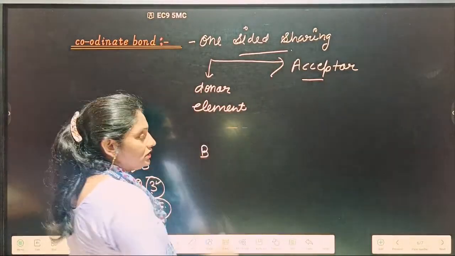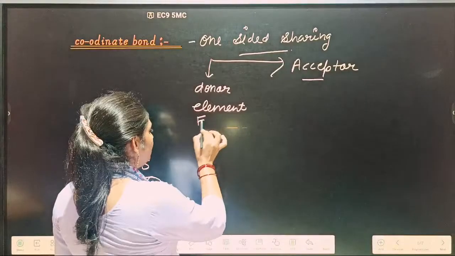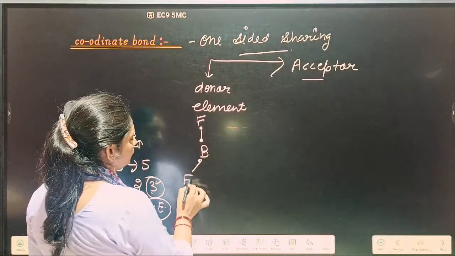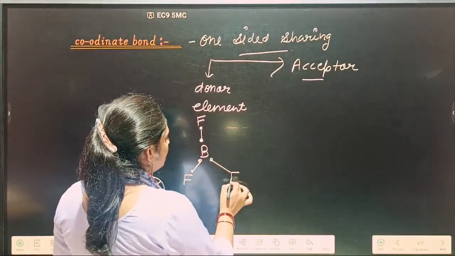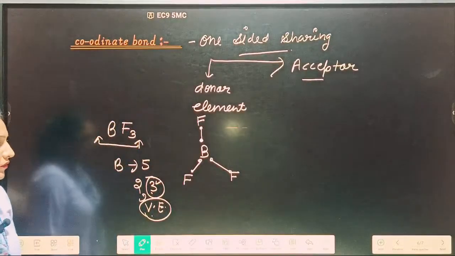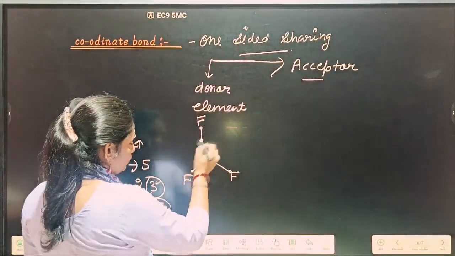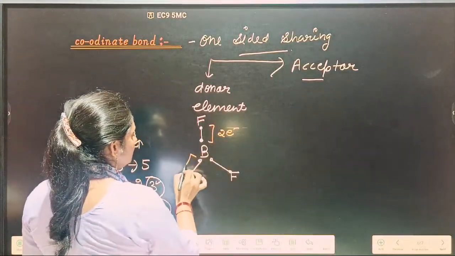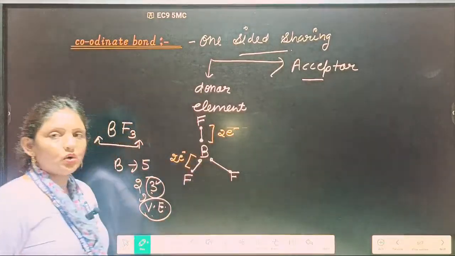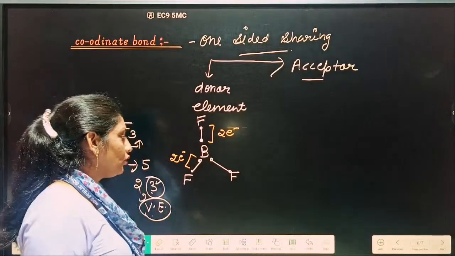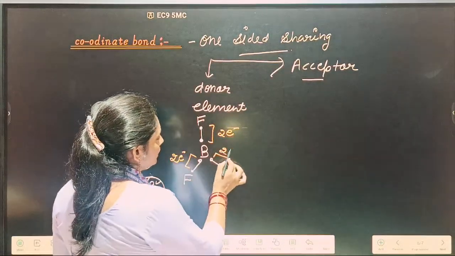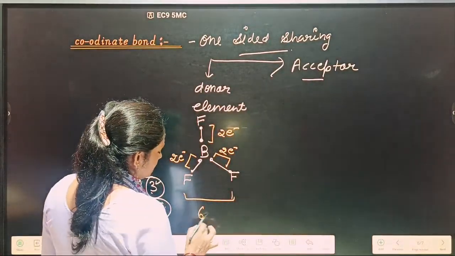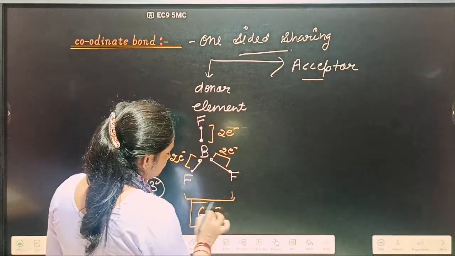Here you can see this boron is sharing one electron with this fluorine, and one with this one. After sharing, it has only two electrons here, two here, because one bond contains two electrons, and two here. So after bonding also, it has only 6 electrons.